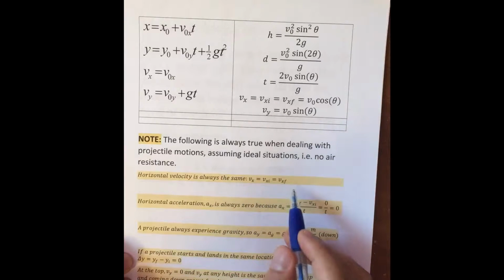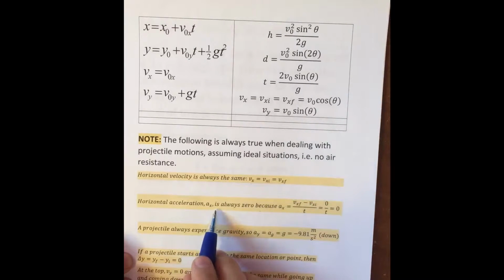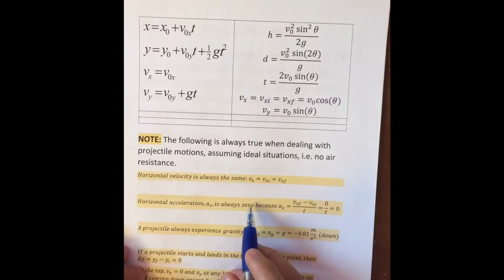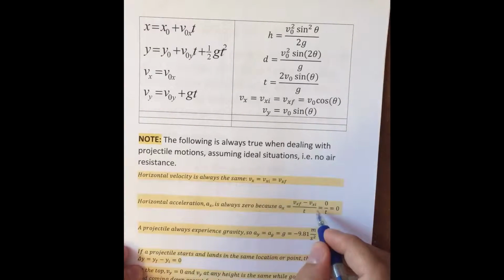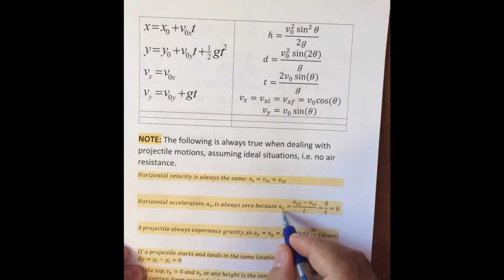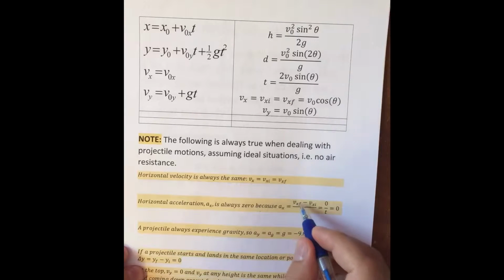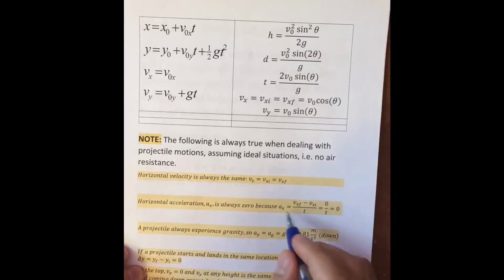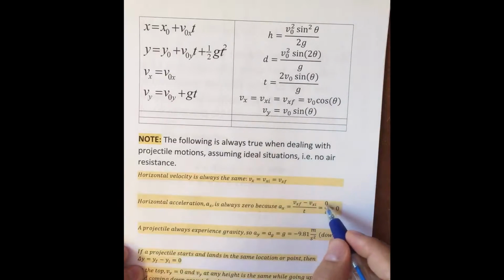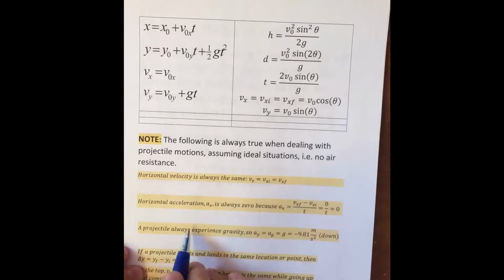Horizontal acceleration. Because the velocity is constant, therefore acceleration is always 0. Why? Because Ax, the acceleration in the X direction, is Vx final minus Vx initial divided by time. If you subtract them, you get 0 because they are the same, and 0 divided by time is 0. So acceleration is 0. You have to keep that in mind.